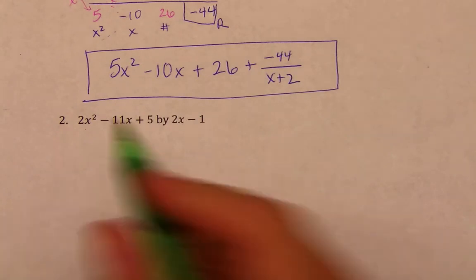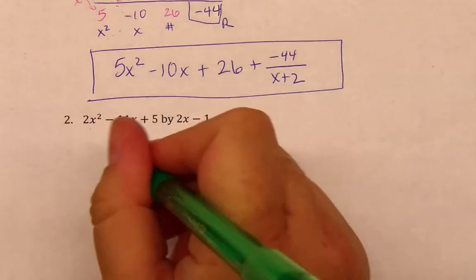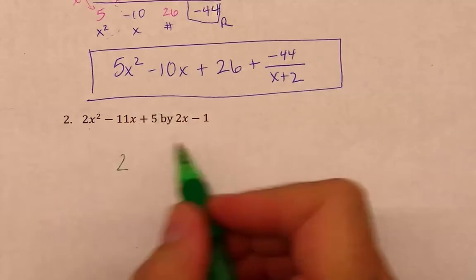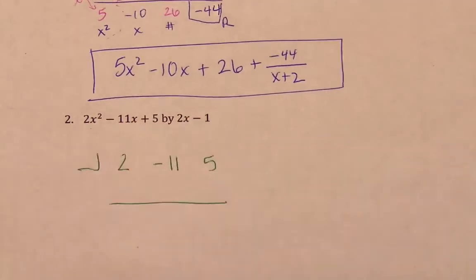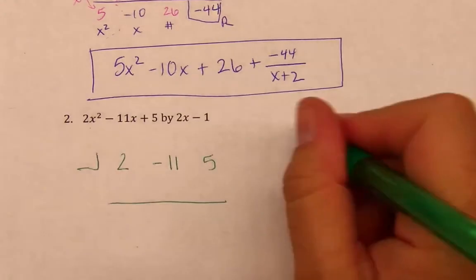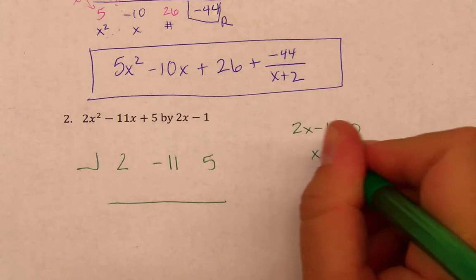So we have 2x squared minus 11x plus 5, and we're dividing by 2x minus 1. So my coefficients, I don't have a placeholder term anywhere. And I have my box. And 2x minus 1 equal to 0. Add 1, divide by 2. x is equal to 1/2.